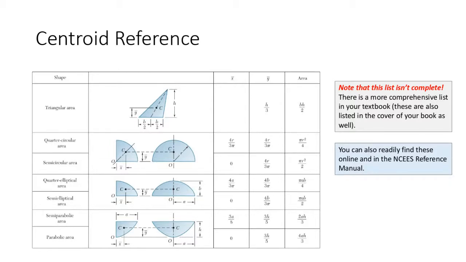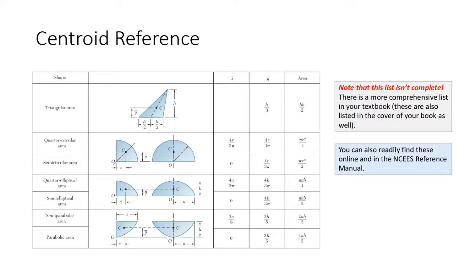Now this list isn't complete. There's more in your book. I just didn't copy everything onto the slide. It was kind of big, so I just copied the ones that I think are really, really critical. Also, when you take the FE exam, these are going to be in the reference manual as well. So these are like very minimal references to engineers.